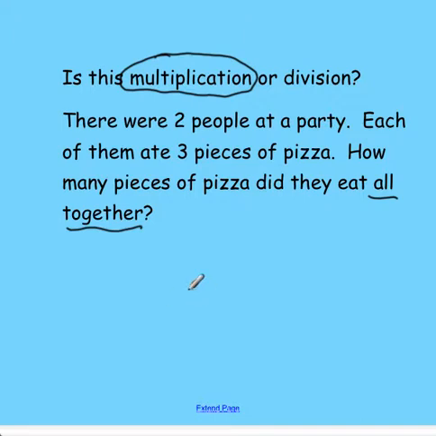If I were going to write it out, I would say there would be my 2 people, and each of them are eating 3 pieces of pizza. So 2 people times their 3 pieces of pizza would give me an answer of 6 pieces of pizza total. Notice this answer is bigger than the 2 numbers I started with. So this is a multiplication problem.